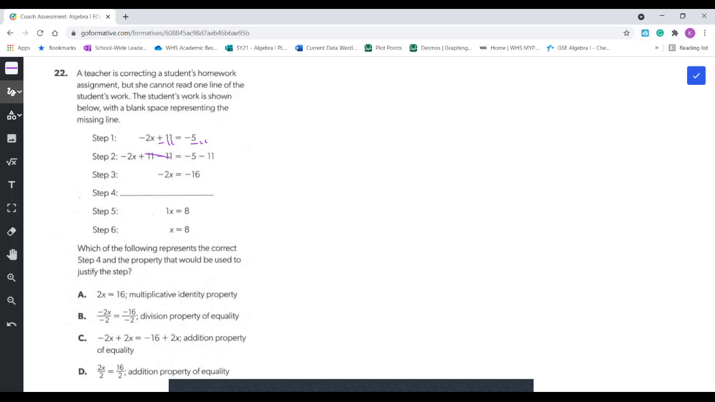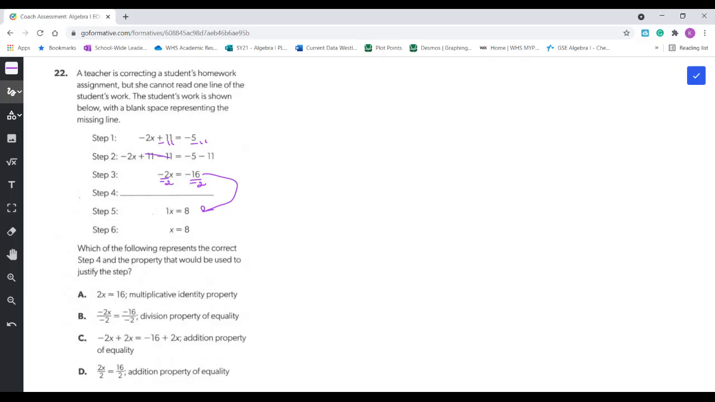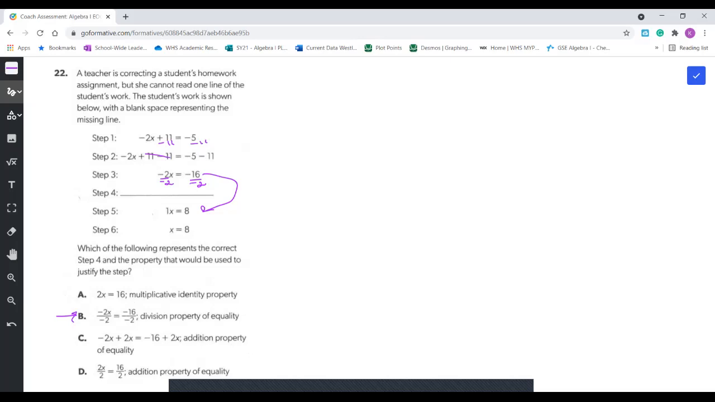So what would I do to get from this step to this step? What's the halfway point? Well, you all know that I'm going to have to divide by negative 2 on both sides. Okay, and young people, very simply, if you divide by the same value on both sides of the equal sign, that is the division property of equality. Okay, and that is going to give us answer choice B. Answer choice B. We're moving on, number 23.